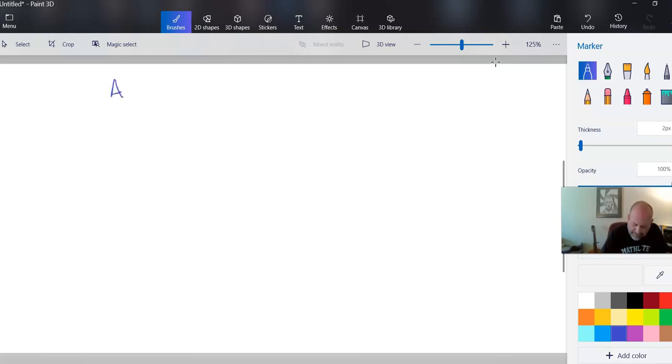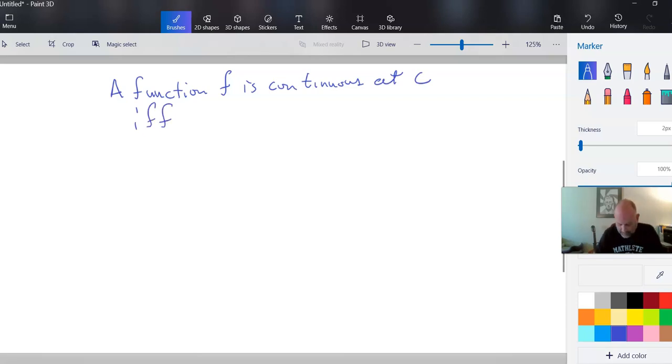A function f is continuous at C if and only if. The double F, if and only if, means that this is a definition, right? It means if and only if.